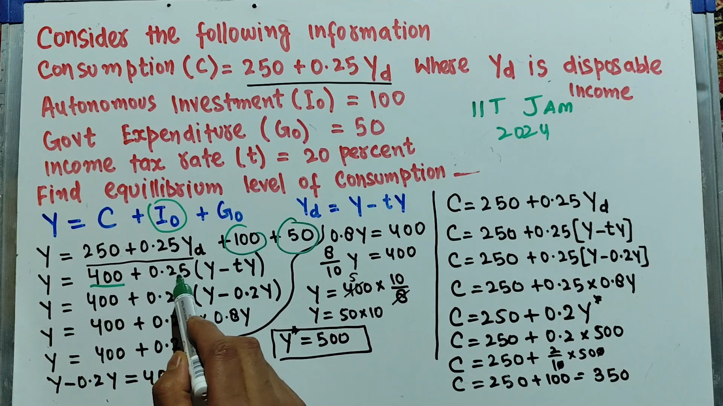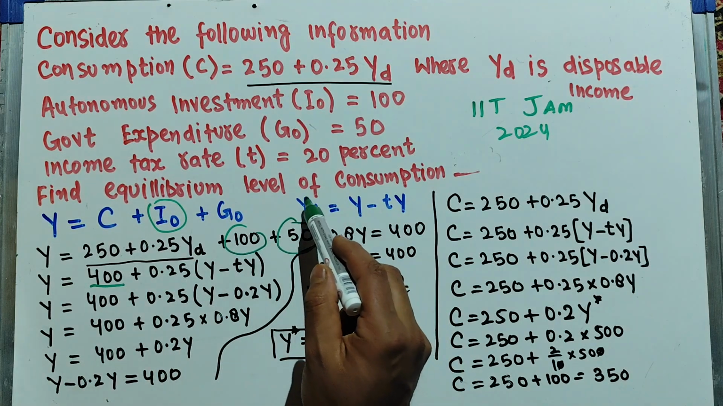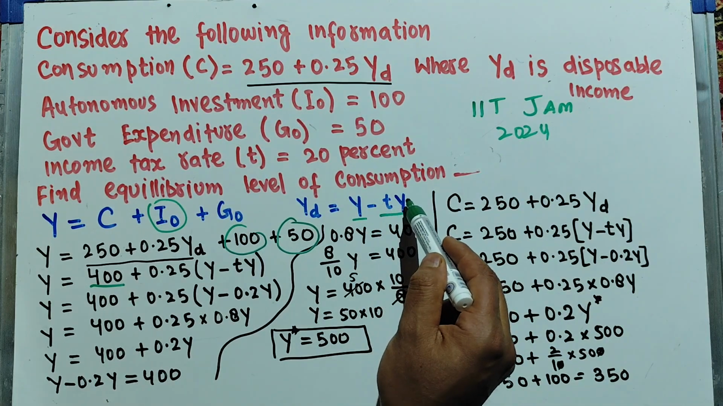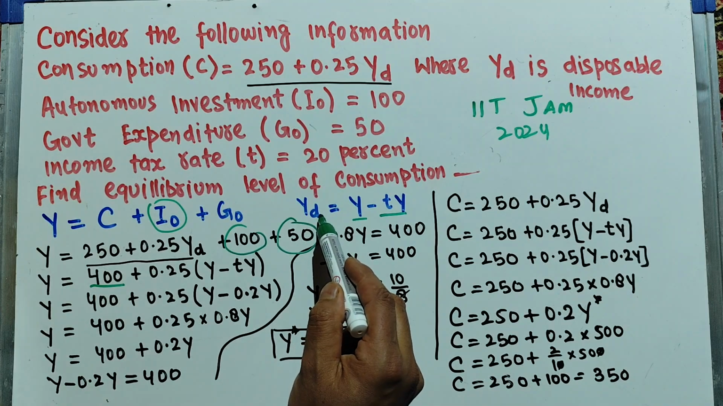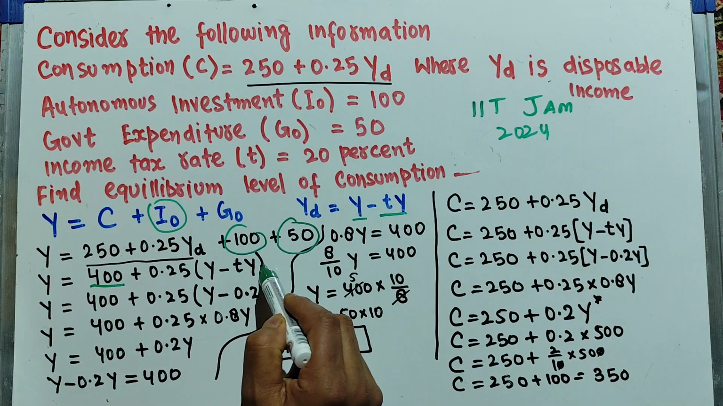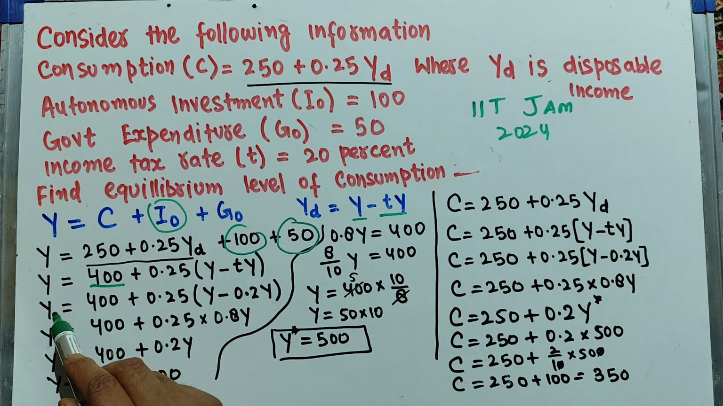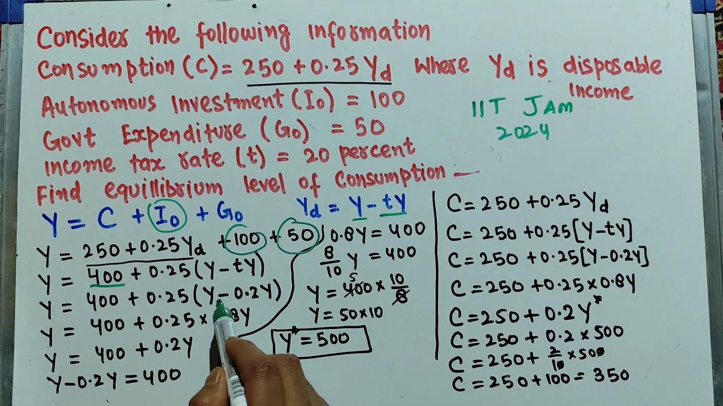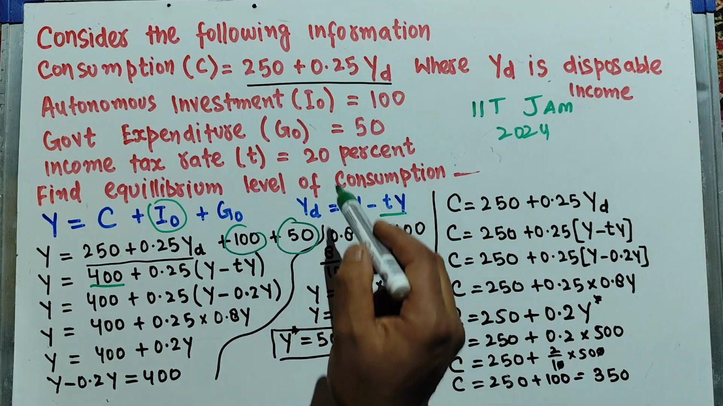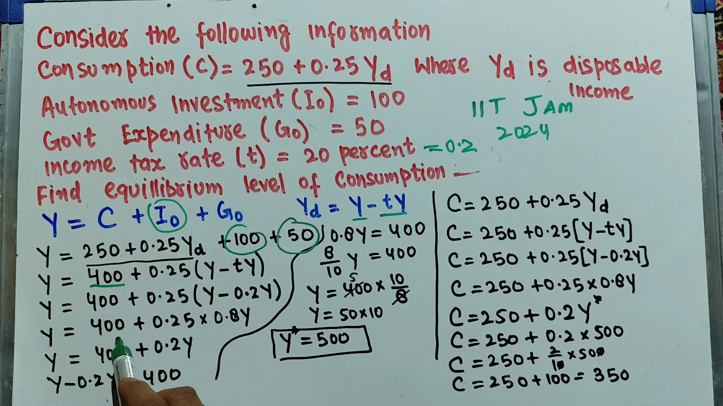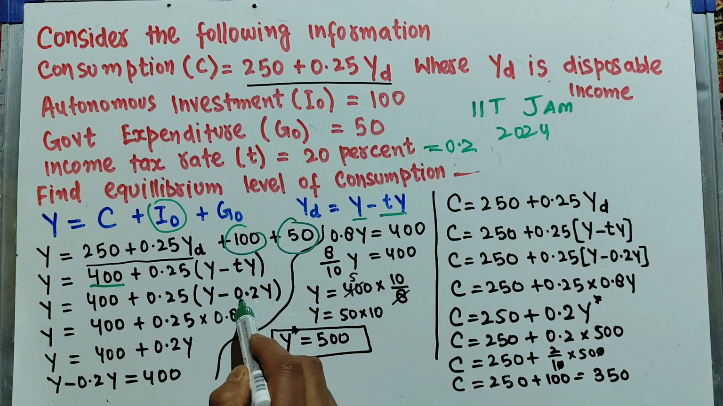Then we have 0.25. Now Y subscript D, that is the disposable income, is equal to total income minus the taxes that are being paid on that very income. So Y subscript D is equal to Y minus tY. So in place of Y subscript D, we have written Y minus tY here. Okay, so we have Y will be equal to 400 plus 0.25 times Y minus the marginal tax rate, 0.2, because 20% is equal to 0.2. So we have 400 plus 0.25. When we subtract 0.2Y from Y, we are left with 0.8Y here.